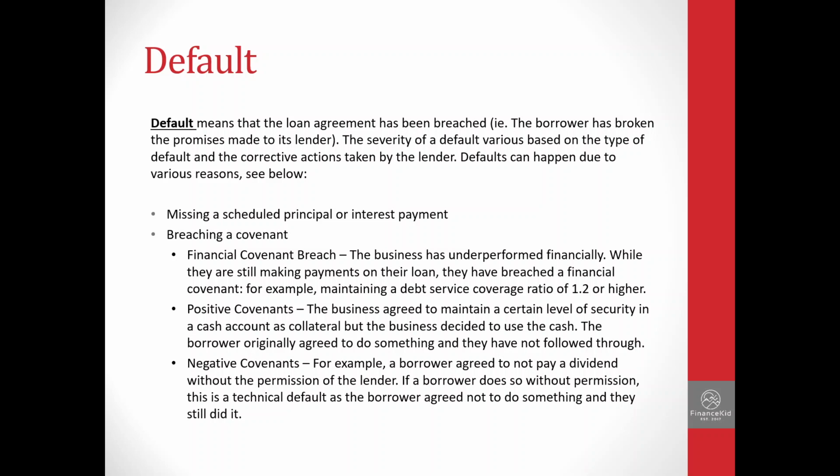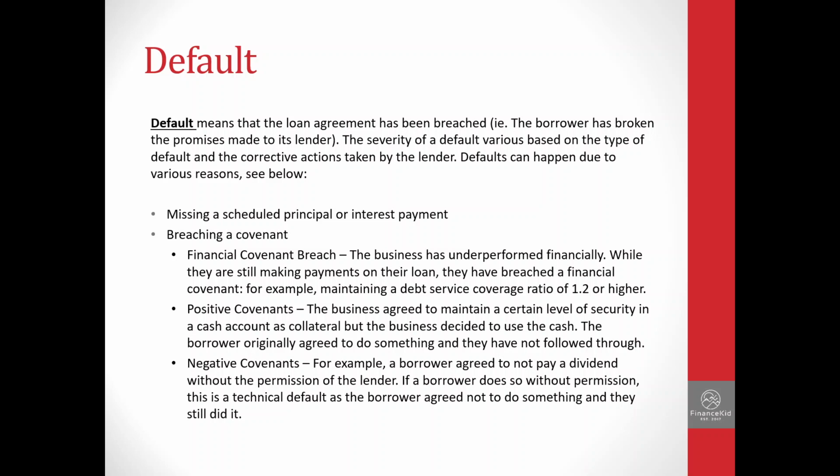Or it could be a negative covenant. So a borrower has agreed to not pay themselves a dividend so long as the lender is there, and they need to get permission from the lender, and the borrower ultimately does pay a dividend because they forget or they just don't care that the lender is not going to do anything to them, and therefore they've breached a negative covenant.